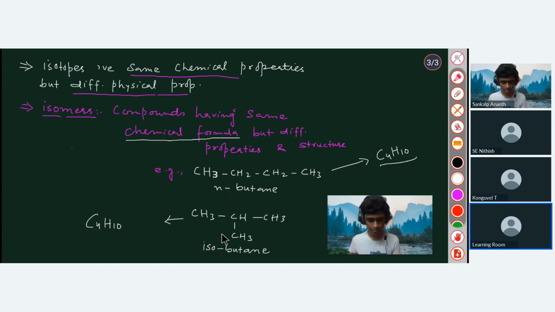What is the difference between the two? All the carbon atoms have formed 4 bonds. Carbon always forms 4 bonds.